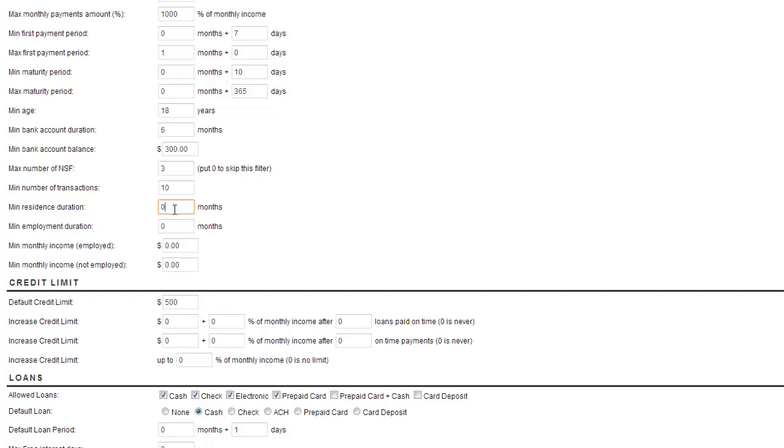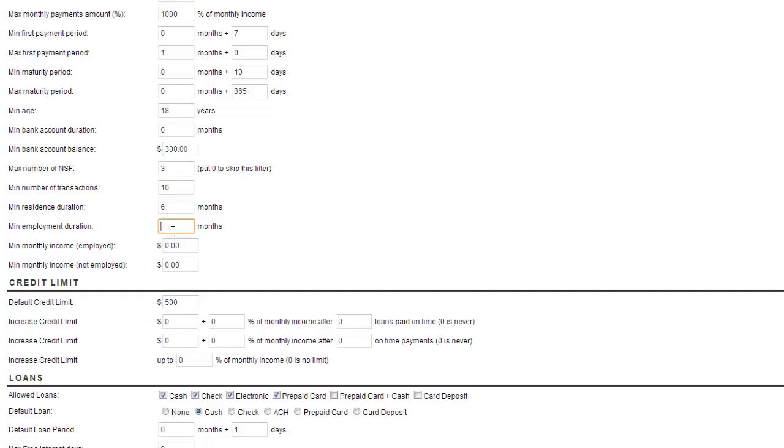Next, for minimum residence duration, this one's straightforward, but set a minimum amount of time you require your applicant to reside at a single location. Again, this is just security, allowing us to see how consistent and reliable a person will be. So we'll say we want them to live at their residence for 6 months, half a year, and that'll be good to us.